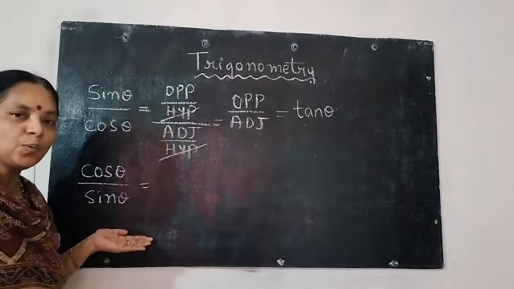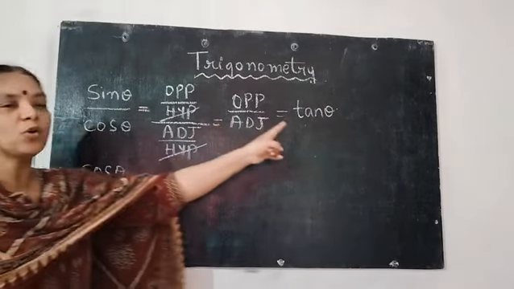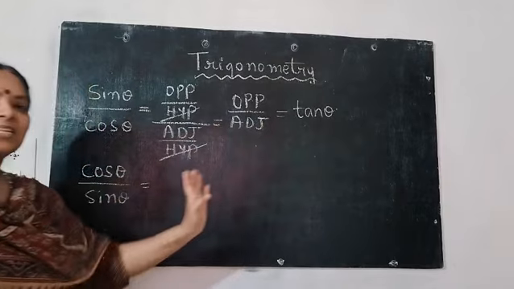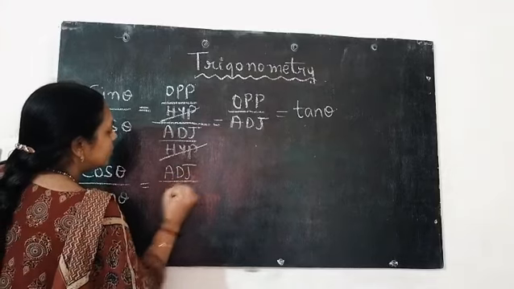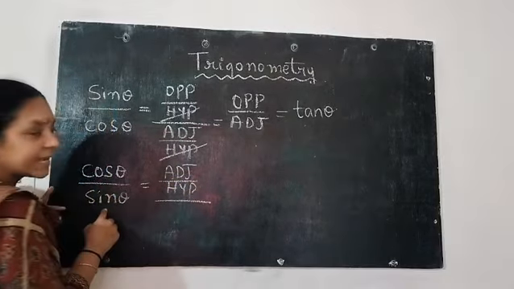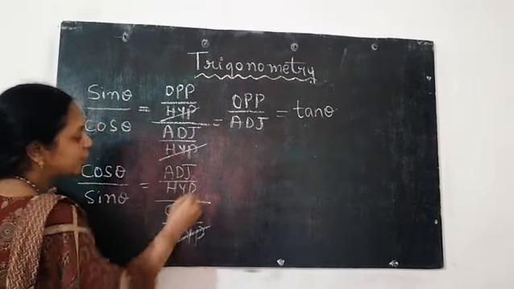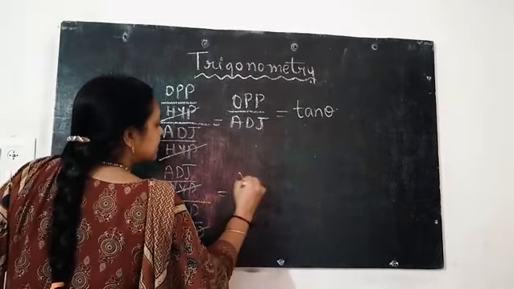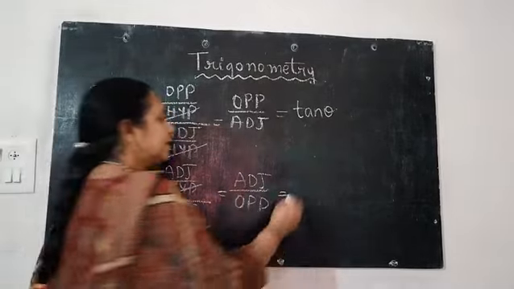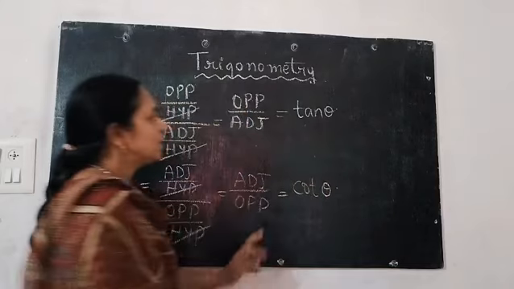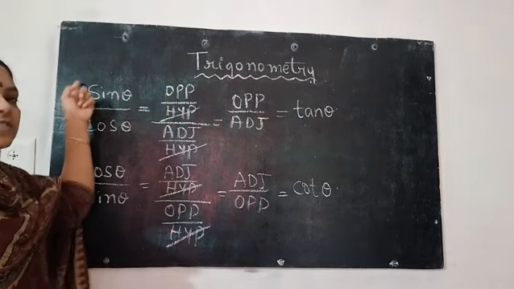Similarly, let us see what cos theta by sin theta will become. Obviously we know the reciprocal of tan theta is cot theta. Let us see by working it out. Cos theta can be written as adjacent by hypotenuse and sin theta can be written as opposite by hypotenuse. So hypotenuse and hypotenuse can be cancelled, and the result is adjacent by opposite, which is cot theta. So cot theta can be written as cos theta by sin theta, which is the reciprocal of sin theta by cos theta.